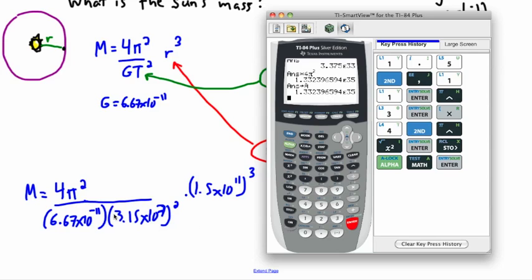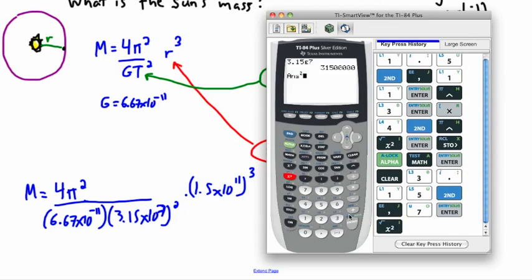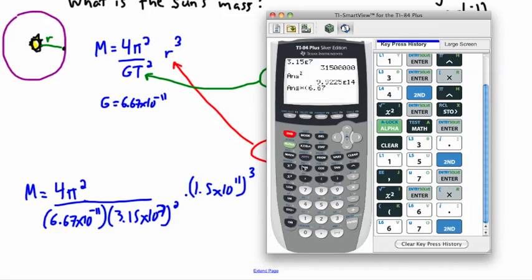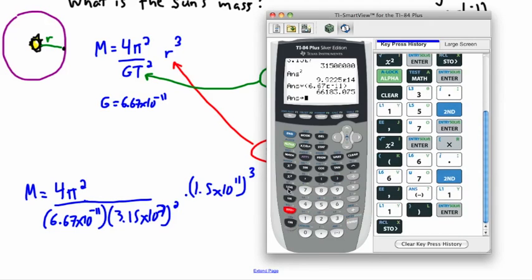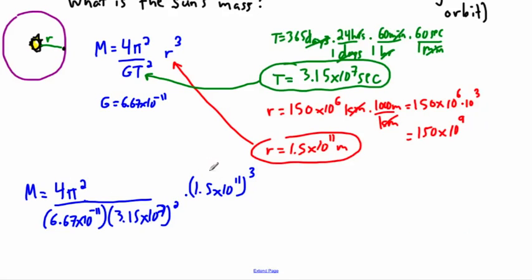Now I'm going to work on the bottom here. I'm going to take this one that was squared, the most complicated looking one. So I'm going to say 3.15 times 10 to the power of 7. I'm going to take that answer and square it. Okay, there it is. I'm going to take that answer and multiply it by this, 6.67 times 10 to the negative 11. As long as you're really careful with your calculator, it doesn't matter how you do it. So I'm going to store that as B. Then I know that my answer is just top divided by the bottom.